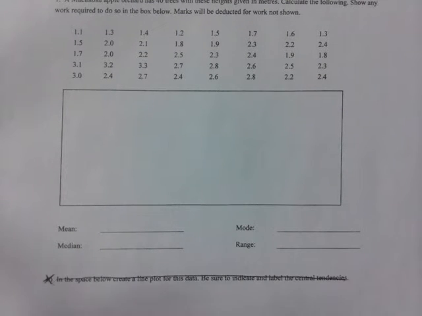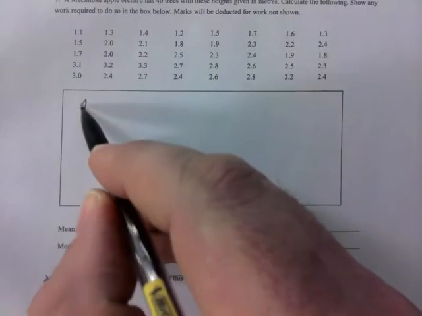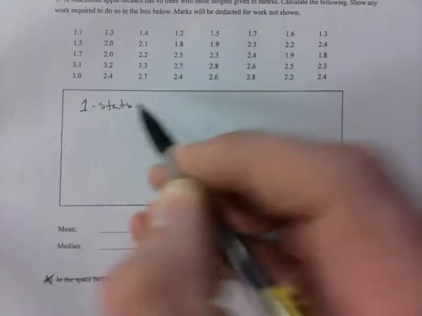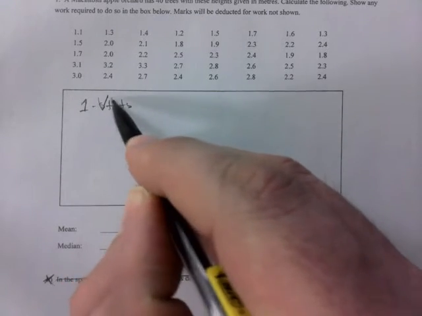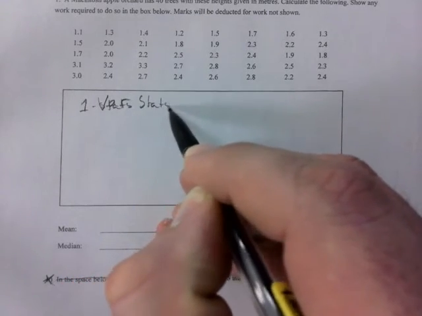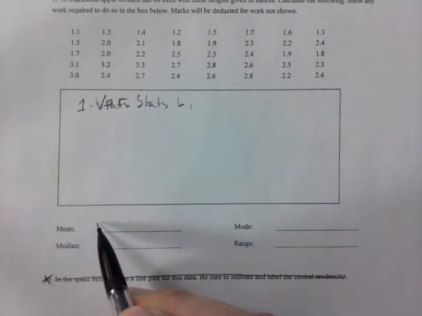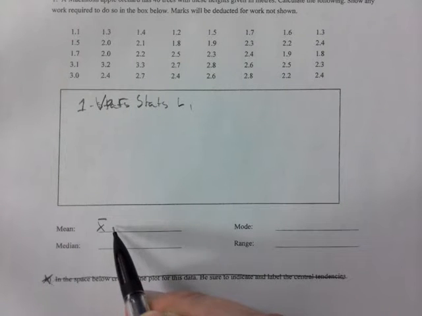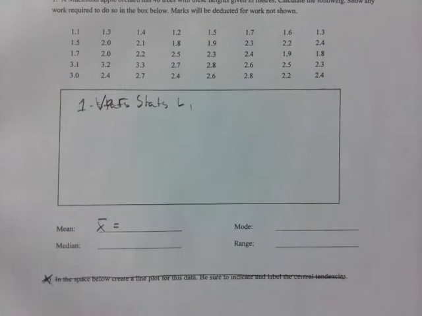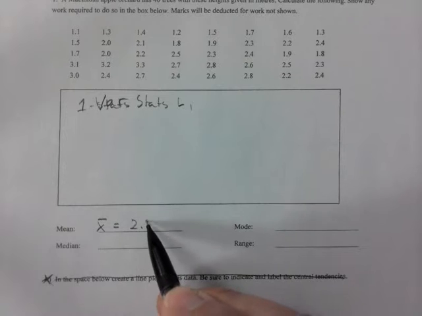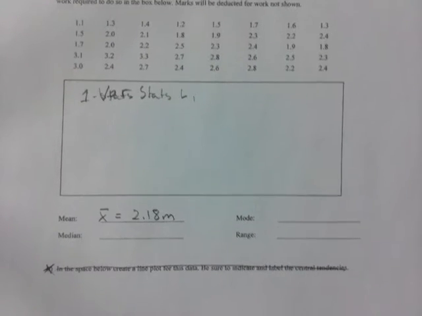Right, so we have 40 trees here and the heights in meters. If you wanted to show a little bit of work, one variable stats, if you want to do that, that's fine. I type all of that in. But to get the mean here, we would essentially just write down 2.18 meters. If you got that right, you have 2.18 meters.